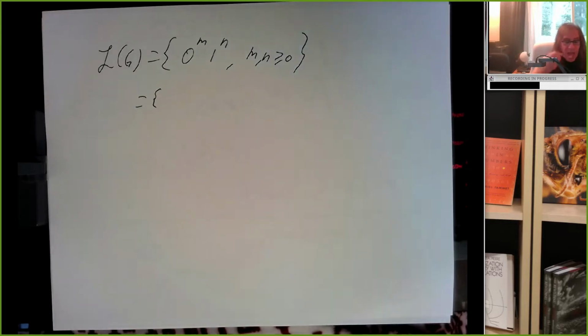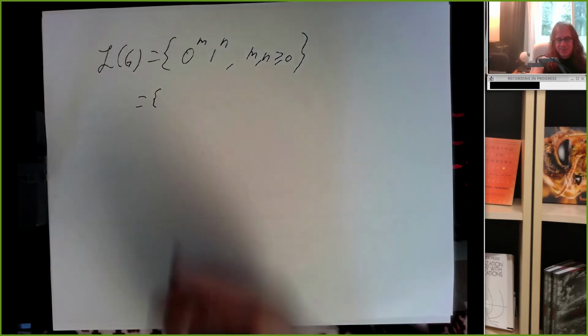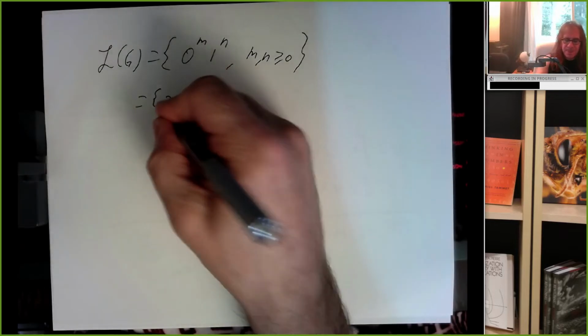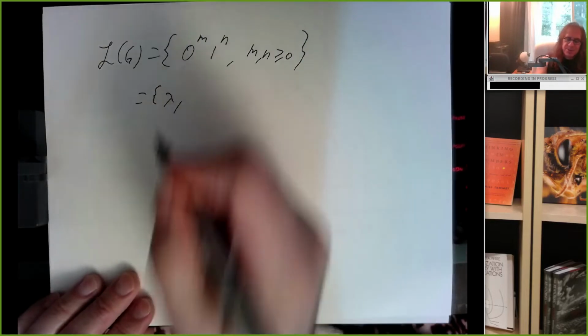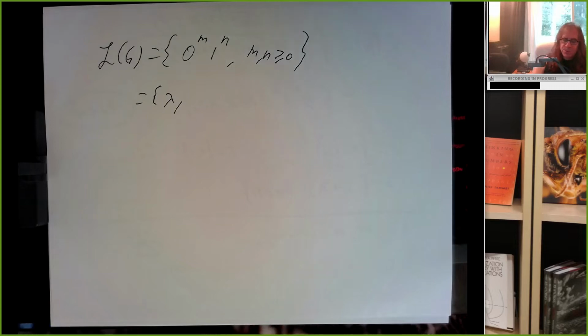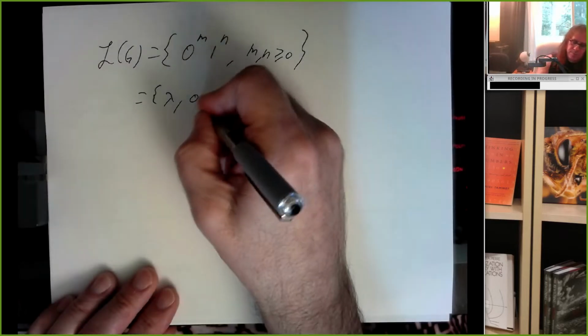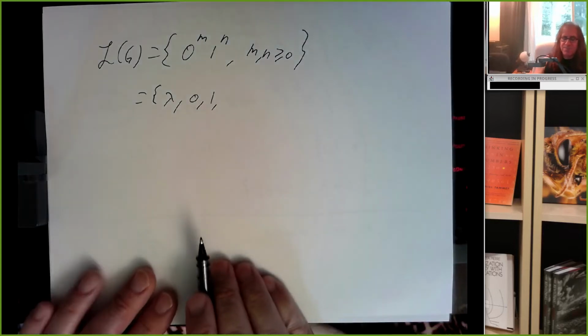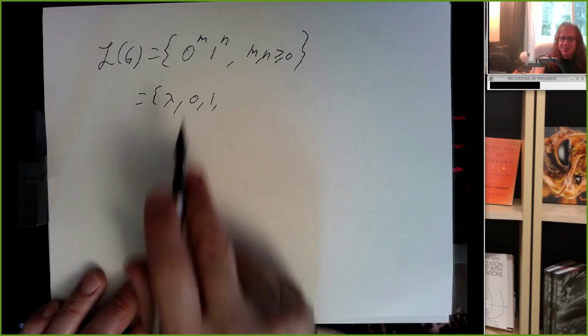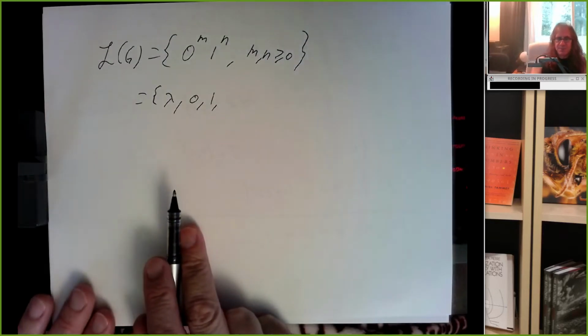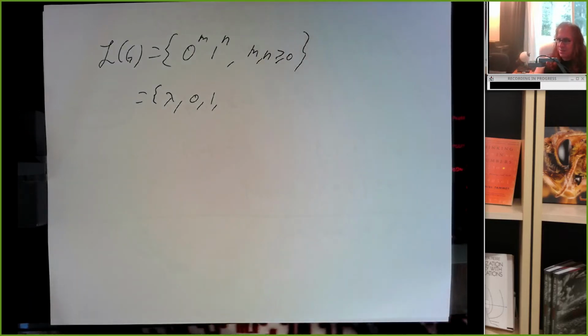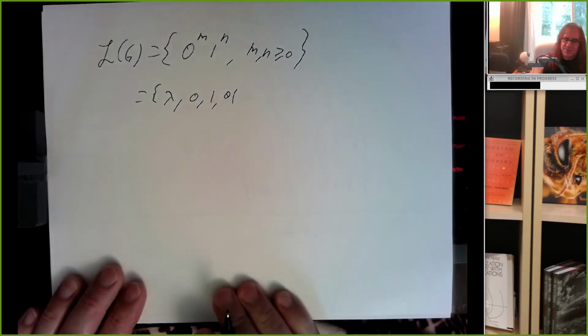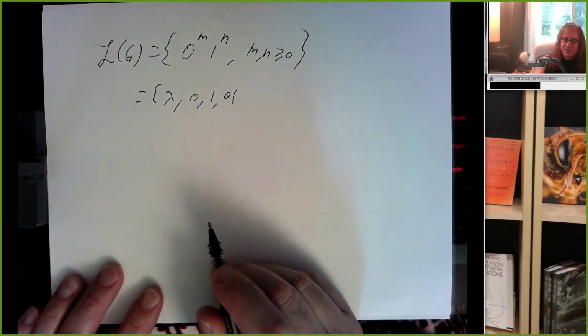The empty string. Because if m is 0 and n is 0, this is just the empty string. Good. What else? It could be just 0 or just 1. M could be 1 and N could be 0 or vice versa. Good. What else? 0, 1, because M could be 1 and N could be 1. Excellent.